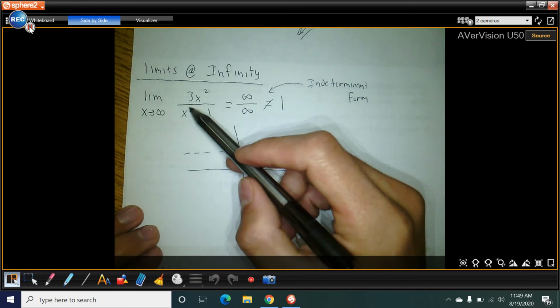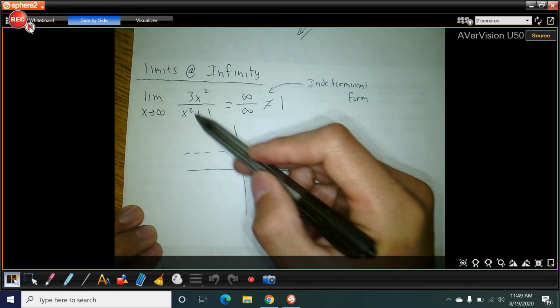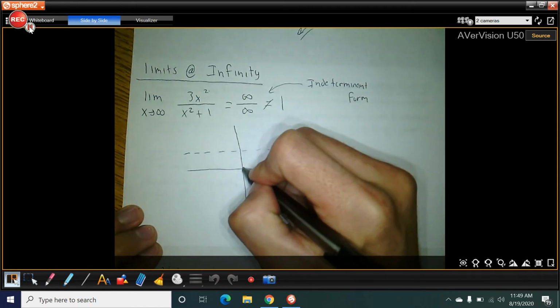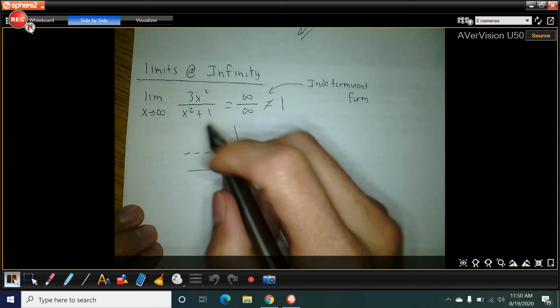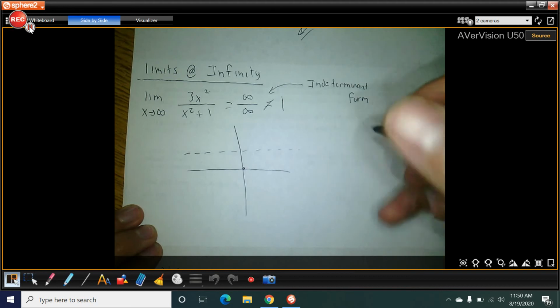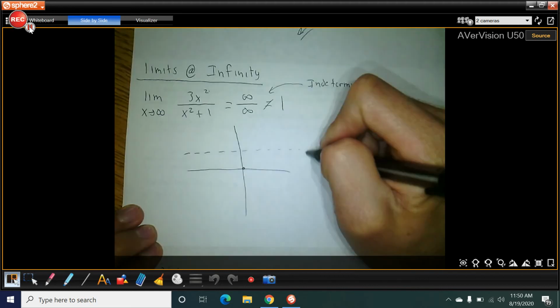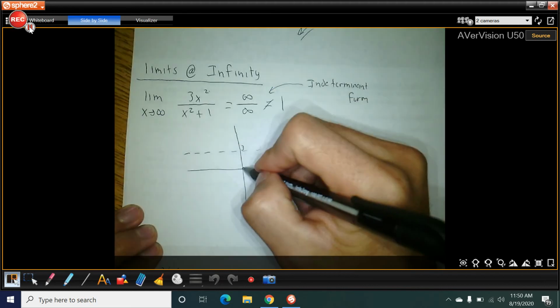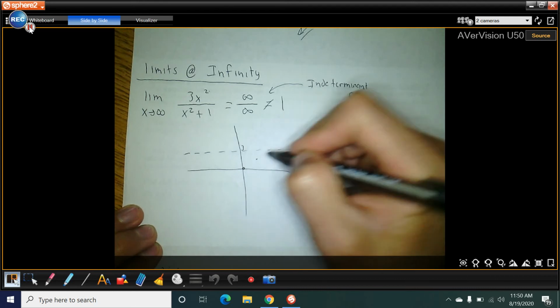So let's say I plug in 0. If I plug in 0, I'll get 0 in the numerator and 1 in the denominator, which means I would have the point 0 there. Let's say that I plug in 1, I will get 3 over 2. By the way, this was y equals 3 right here. So 3 over 2 is 1 and 1/2, so that'll be about right there.